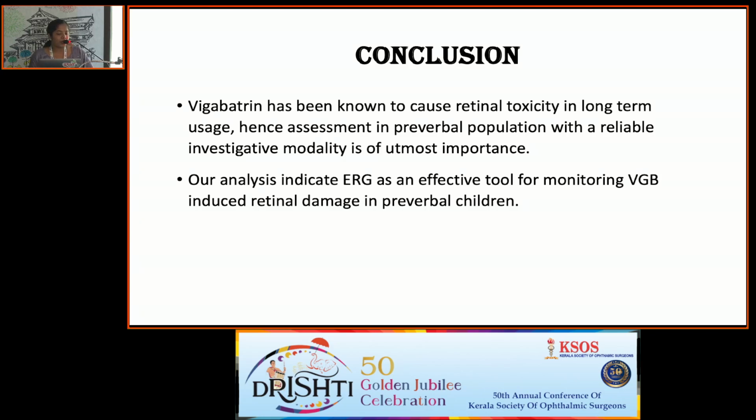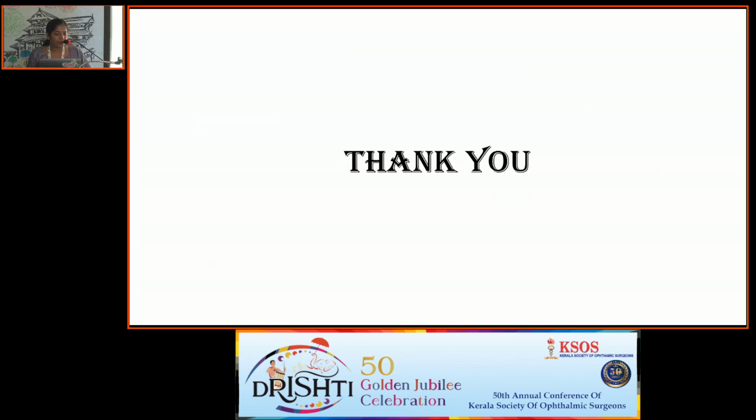Coming to the conclusion, Vigabatrin has been known to cause retinal toxicity in long-term usage. Hence, assessment in the pre-verbal population with a reliable investigative modality is of utmost importance. Our analysis indicates ERG as an effective tool for monitoring Vigabatrin-induced retinal damage in pre-verbal children. These are my references. Thank you.